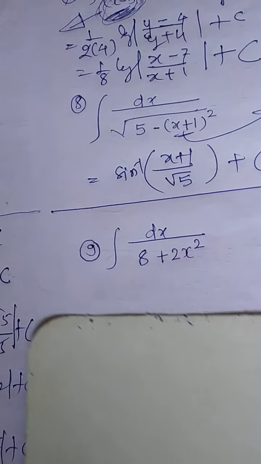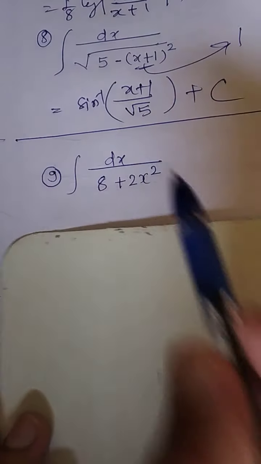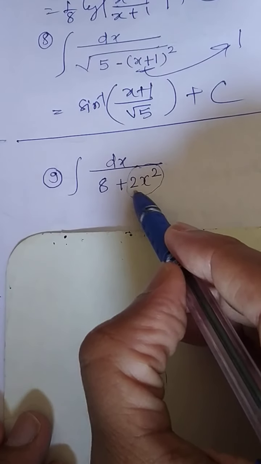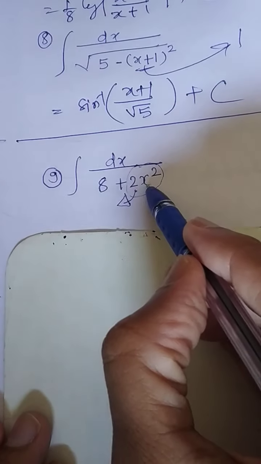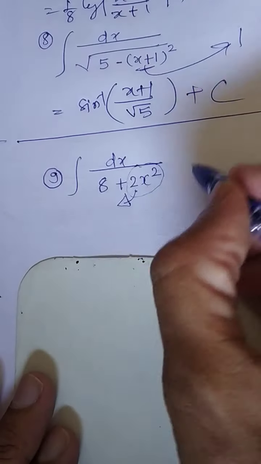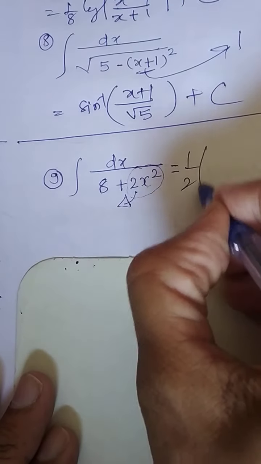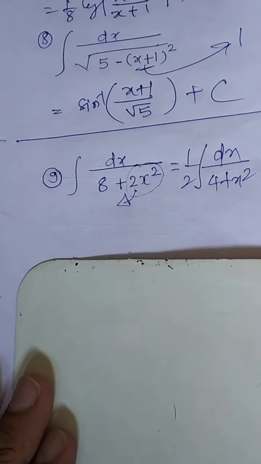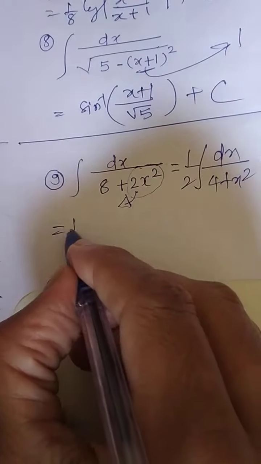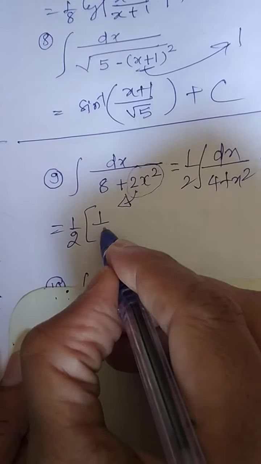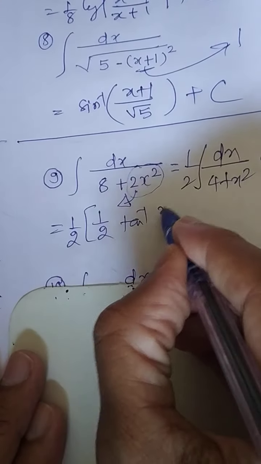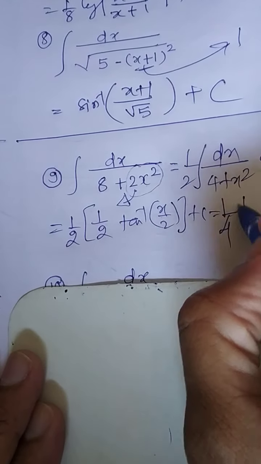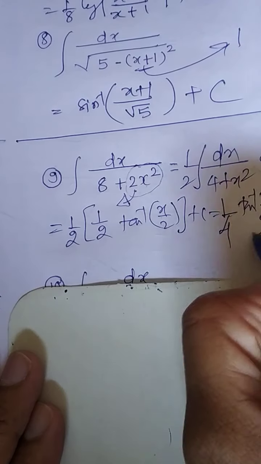Okay. Slightly change in the question pattern. Somewhere this is multiplied with the 2. So this 2 is to be taken out. Always remember, coefficient of x square should be plus or minus 1. So if you take 2 outside, it is in the form of dx upon 4 plus x square. So which formula? A square plus x square. Correct. 1 by a tan inverse x by a. Further simplify, you will get 1 by 4 tan inverse x by 2.